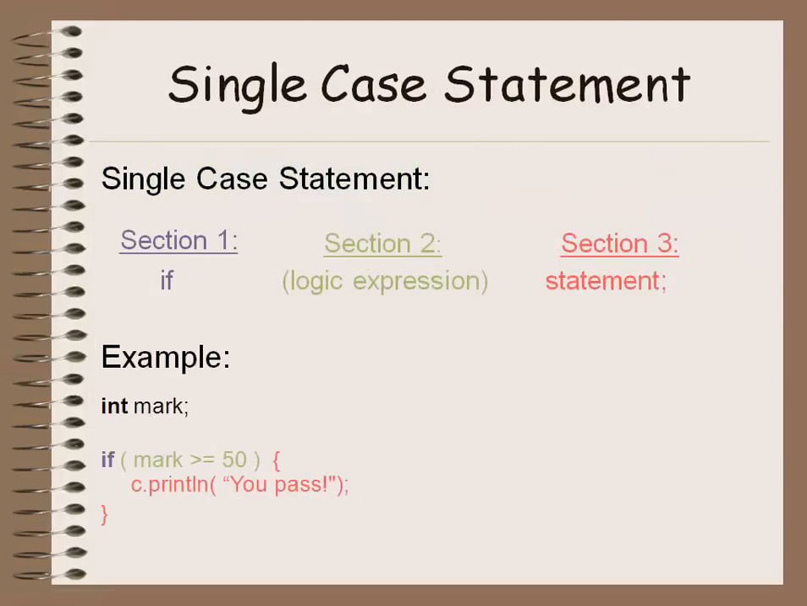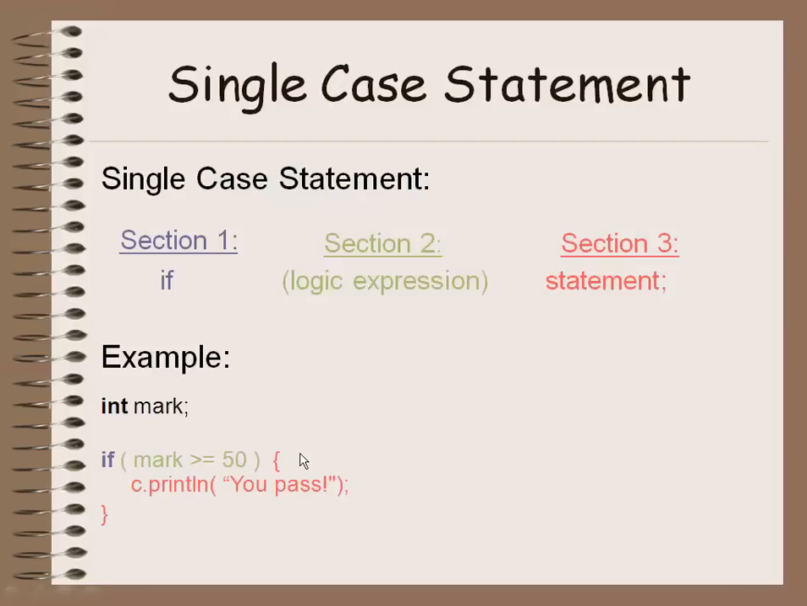So how do I use the if statement? With the if statement, I've got a single case. In other words, I'm going to check if something is true, do this statement. So here's an example of what it would look like in Java code. I've got my integer variable called mark. It has a value somewhere, a value I've given it somewhere in my code. Now I'm going to check if my mark is greater than or equal to 50, I'm going to output you pass. Notice the format here.